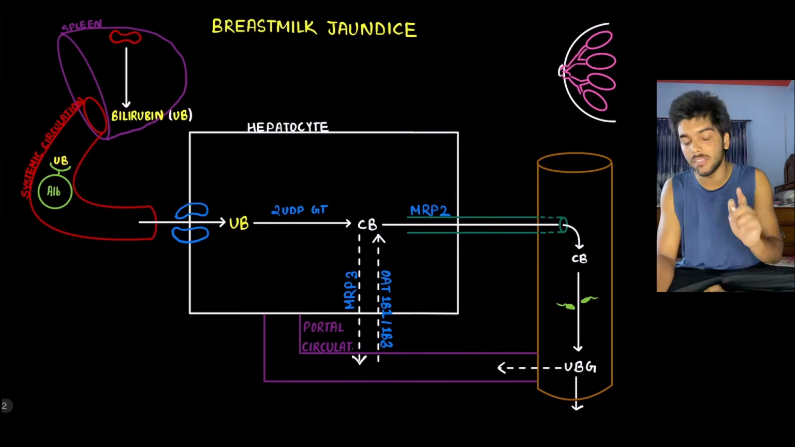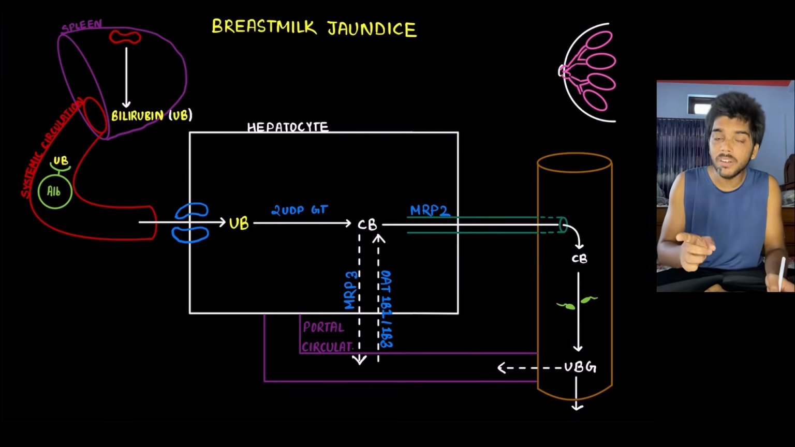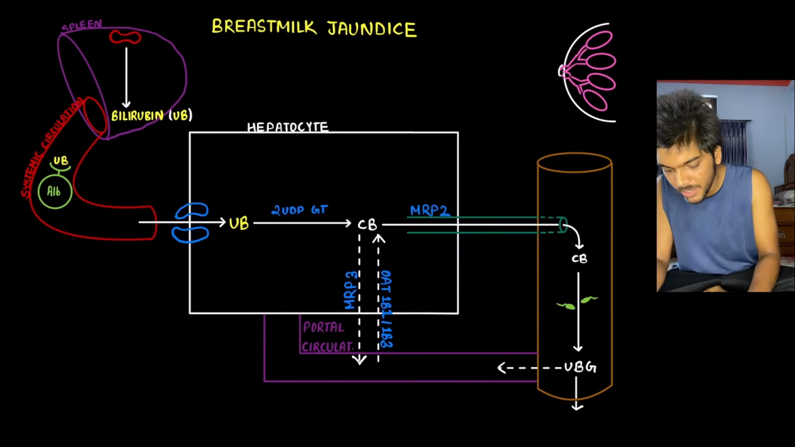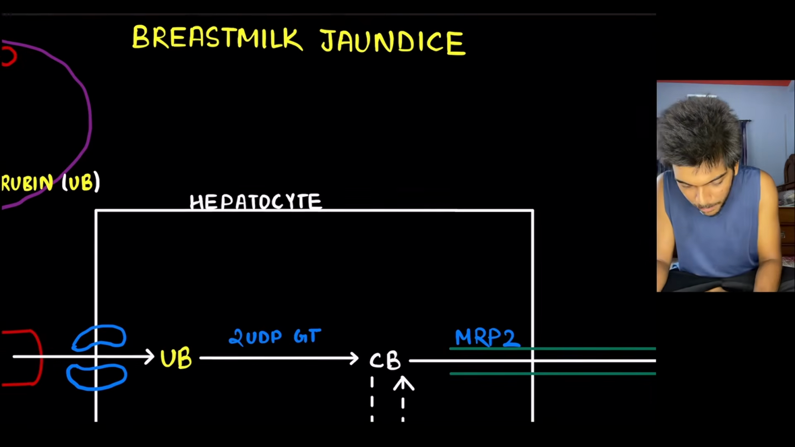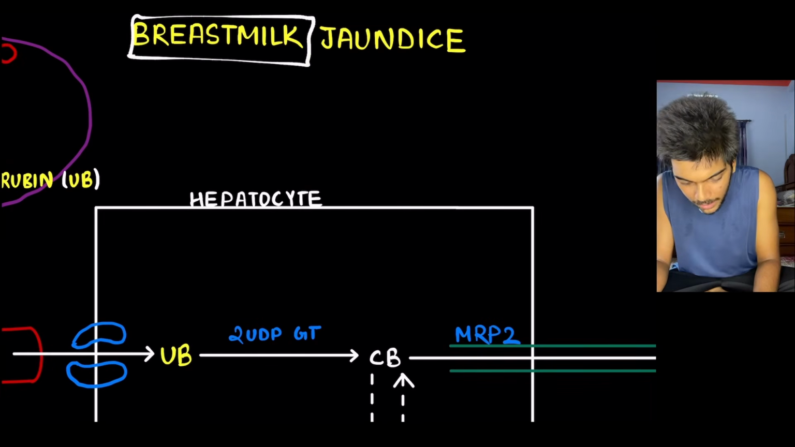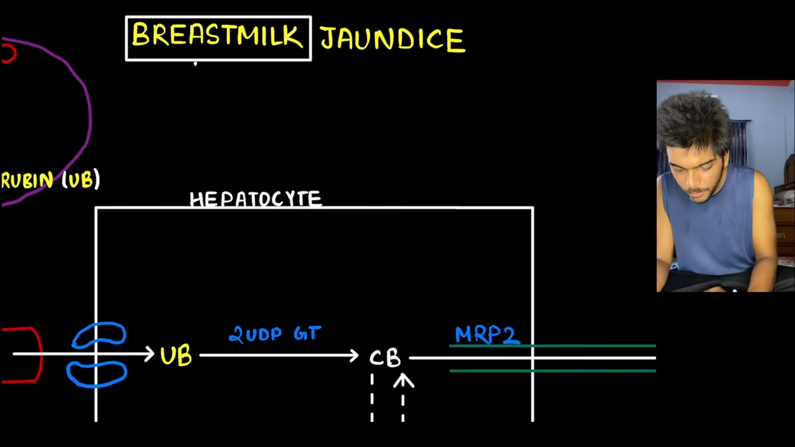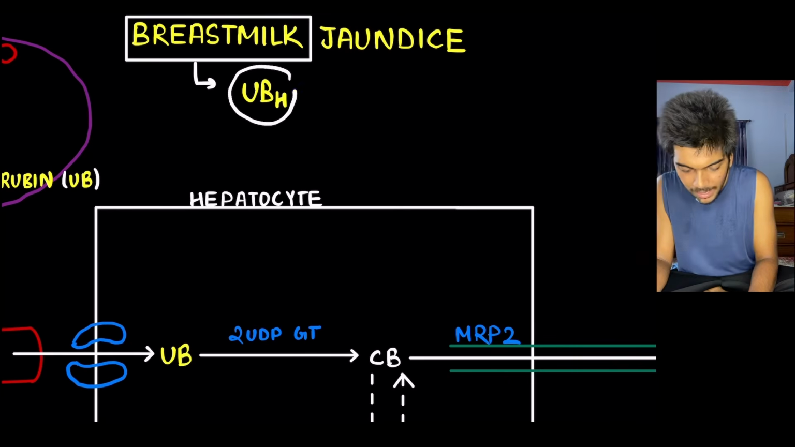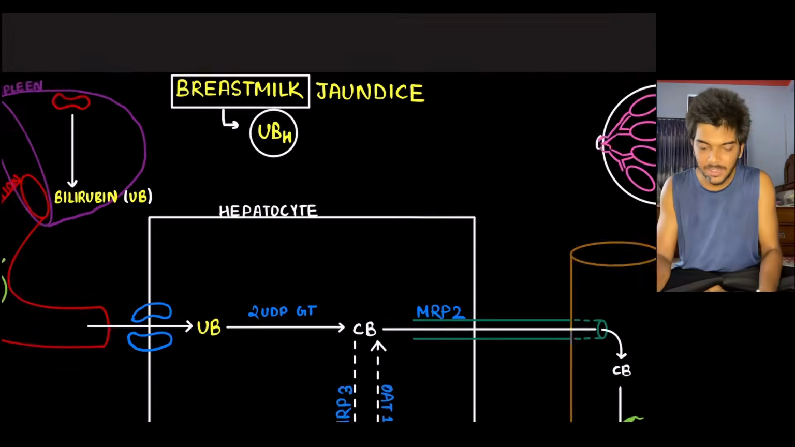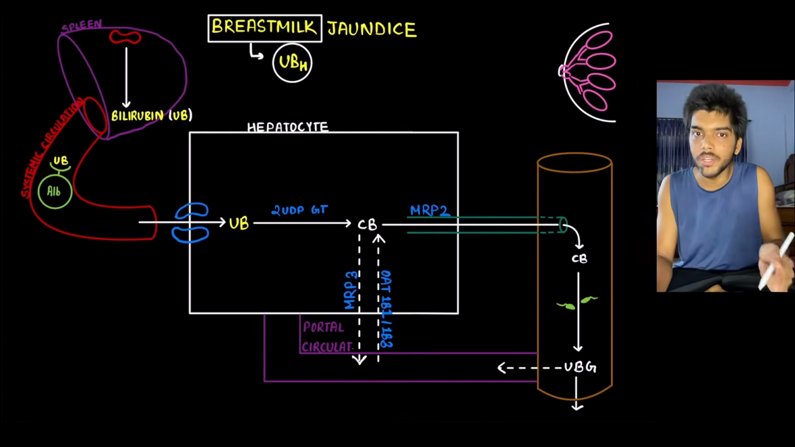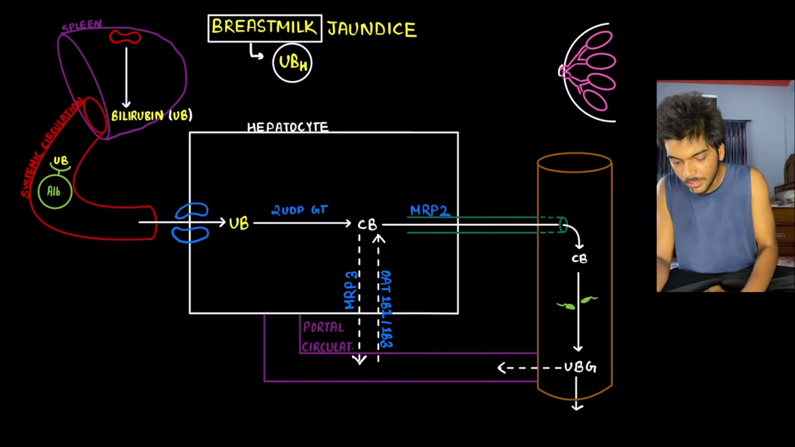Second is breast milk jaundice. The breast milk contains two important chemicals that are responsible for bringing about, again, unconjugated hyperbilirubinemia. So both physiologic jaundice of newborn and breast milk jaundice are characterized by unconjugated hyperbilirubinemia. So what are the two chemicals?